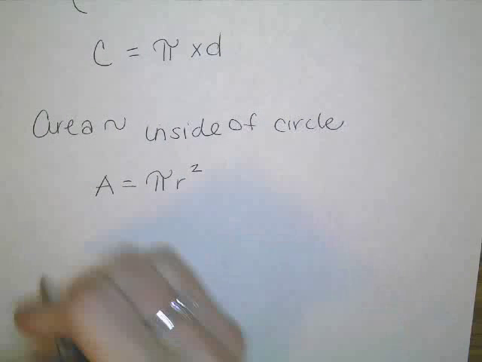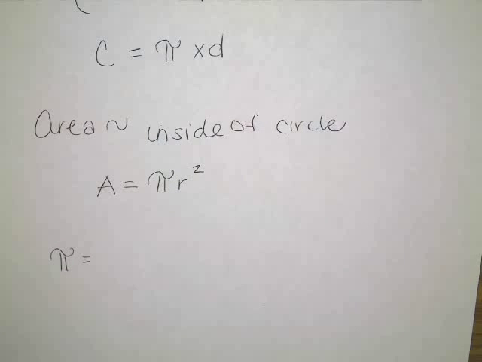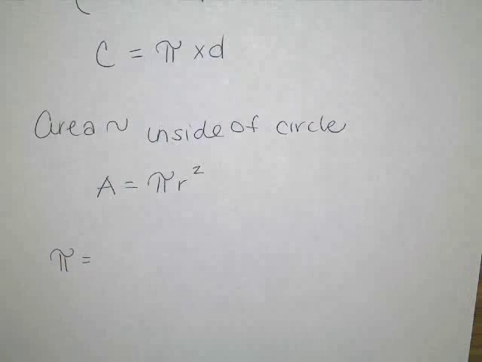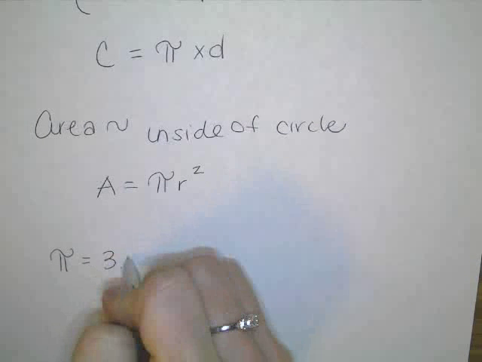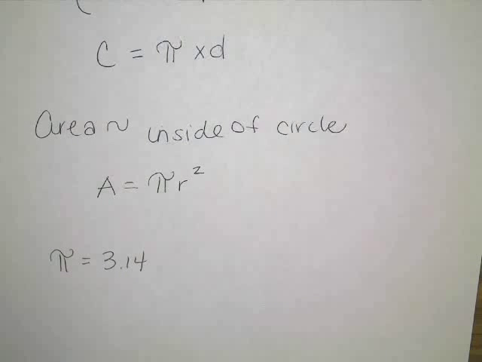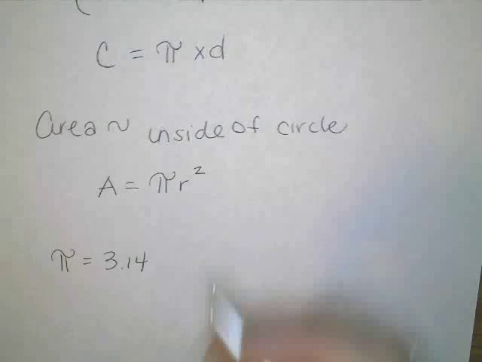All right, so then the next thing we have to know in order to do this is what is pi equal to? 3.14. We call it 3.14, okay? Because the circumference of a circle is about 3.14 times as long as its diameter. So they call pi 3.14.